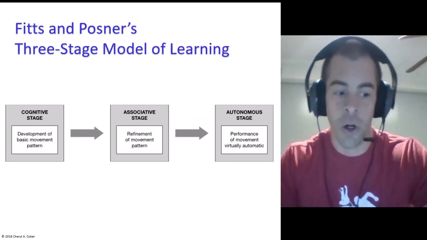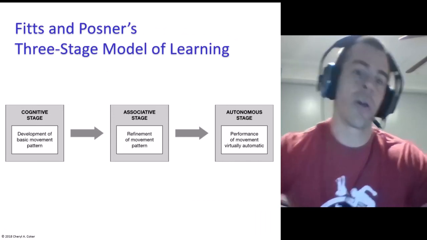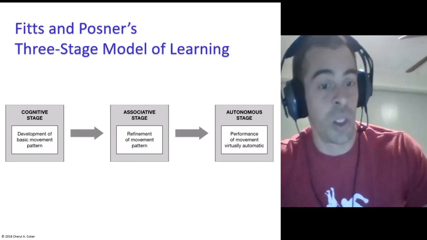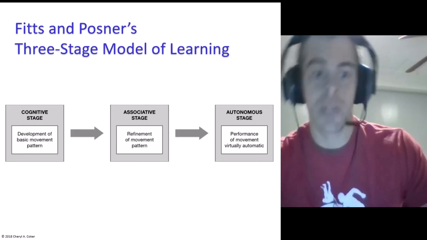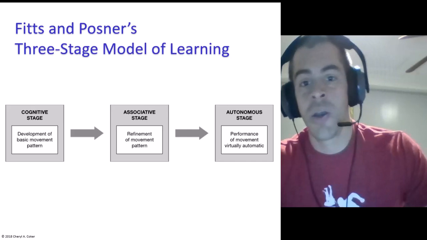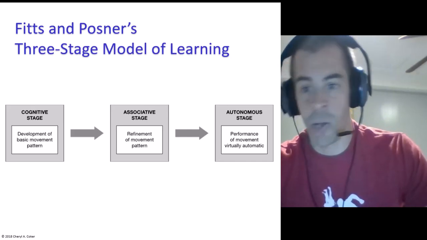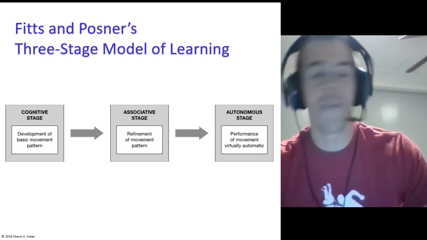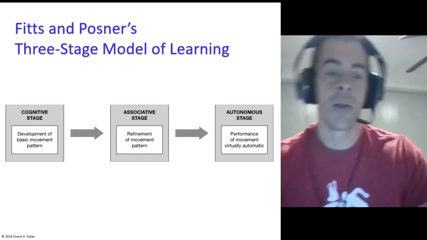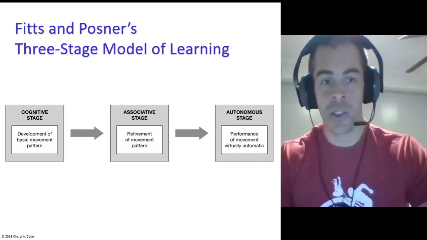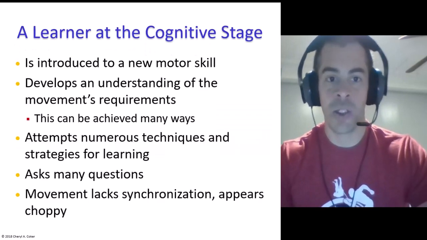So as you've already heard me allude to several times this semester, Fitts and Posner's 3-stage learning model has 3 stages: the cognitive stage, the associative stage, and the autonomous stage, right? Where performance of movement is virtually automatic. I've got more slides for each, so let's speak a little bit about each stage.